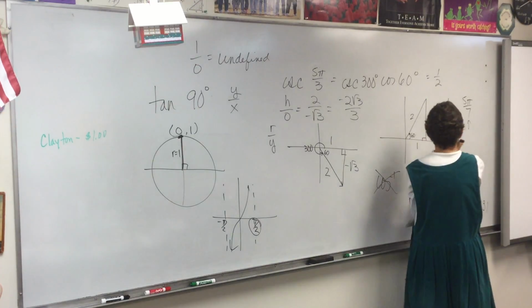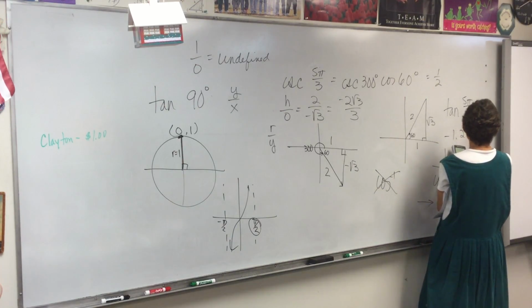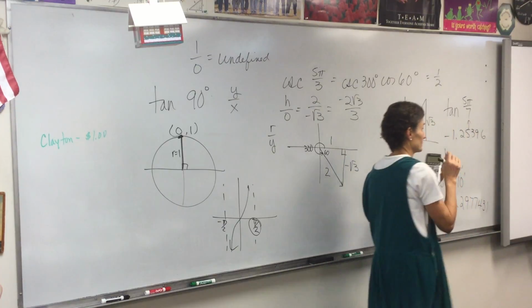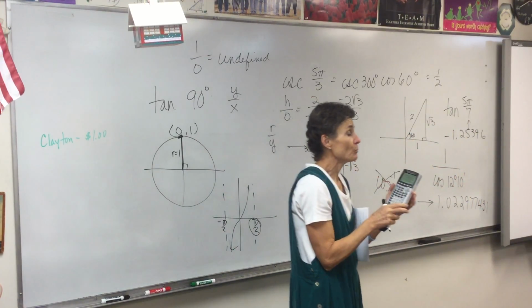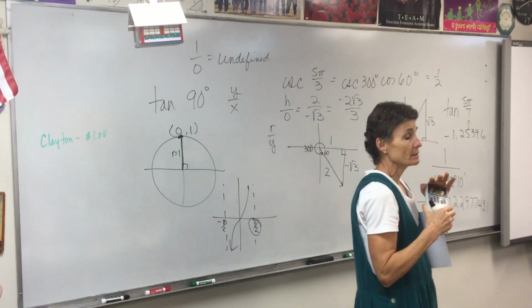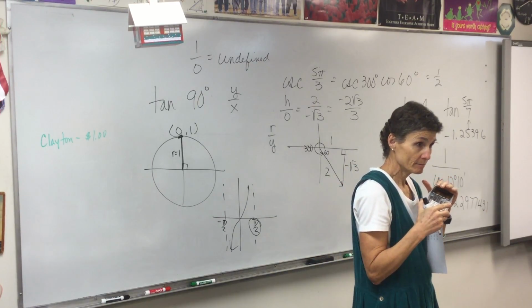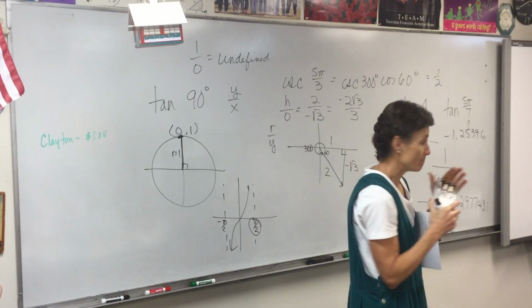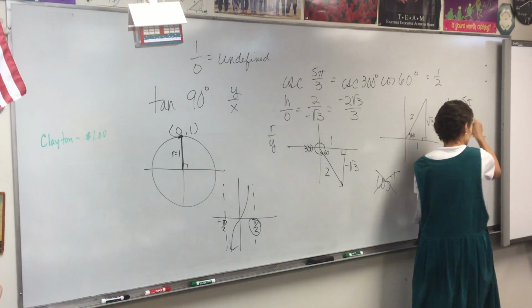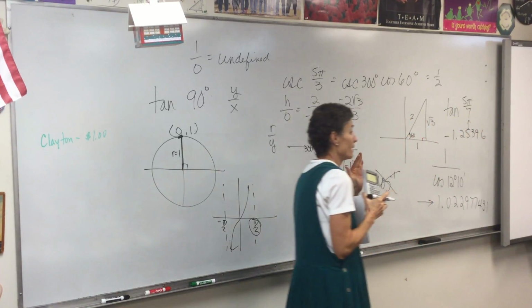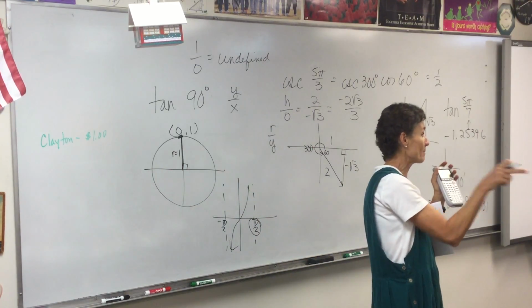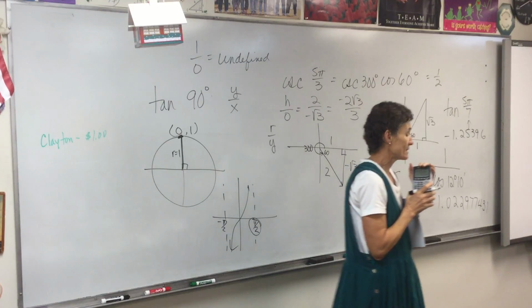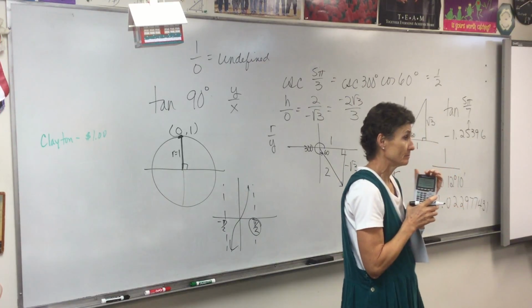And you should get negative 1.25396 as your answer. So make sure that's what you're getting. Make sure you have gone to mode and changed into radian, because this is a radian measure. And then type tangent 5 pi, pi button, divided by 7. Everybody getting that number?